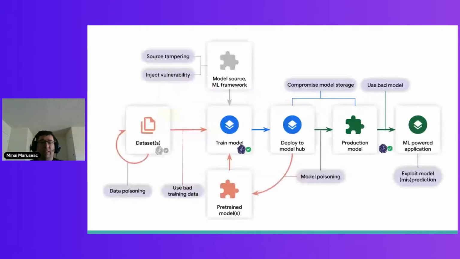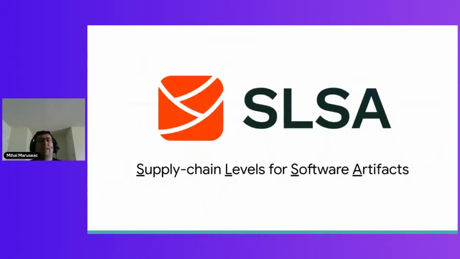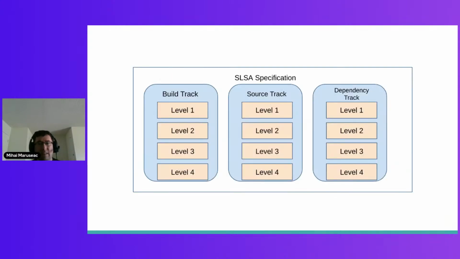Now let's move to the next level. So we have seen several arrows in here, but the signing only offers protection for a few transformations. What if we want to protect everything under the supply chain? This is where SLSA comes into play. SLSA stands for Supply Chain Levels for Software Artifacts. And the important part here is the levels. The SLSA specification specifies several tracks. Each track has levels. So let's focus on the build track.